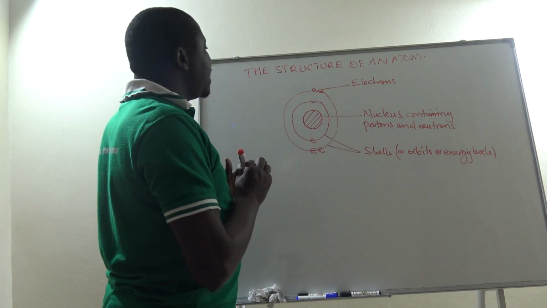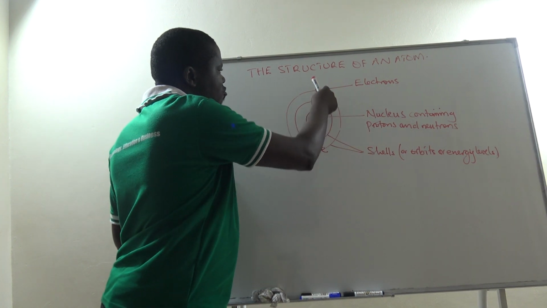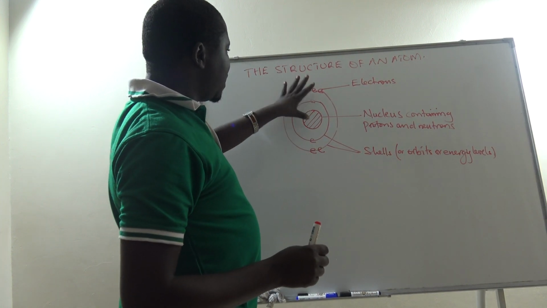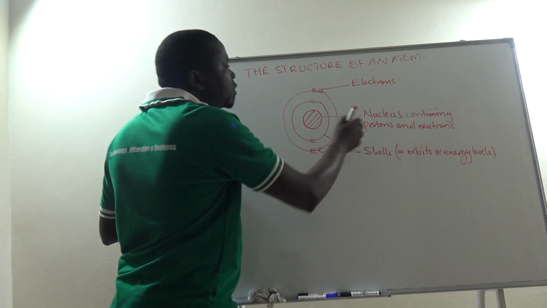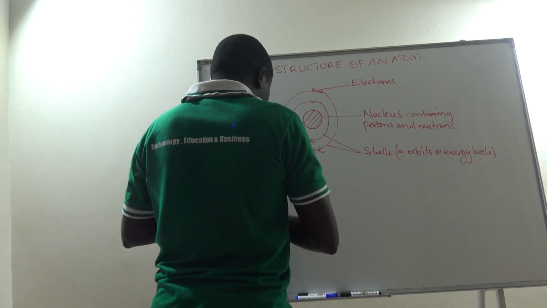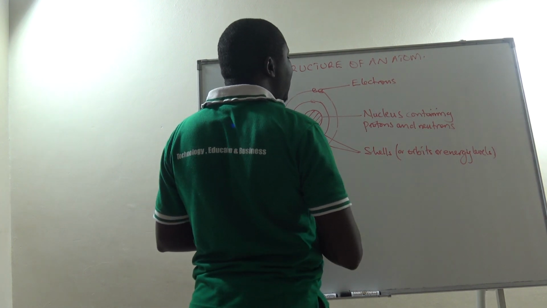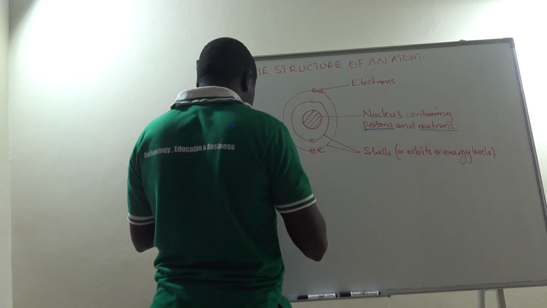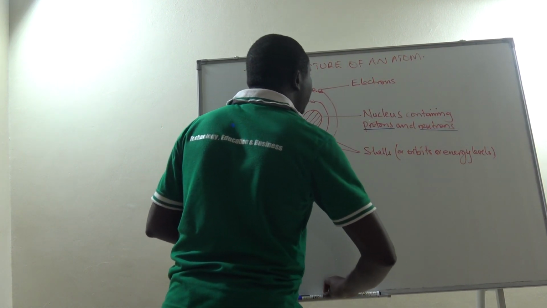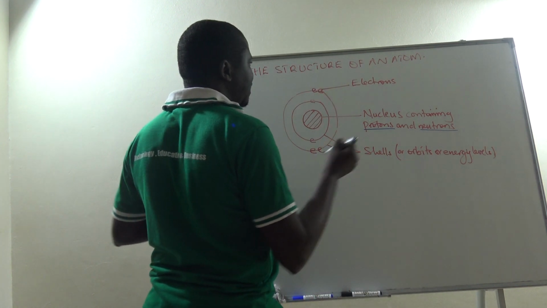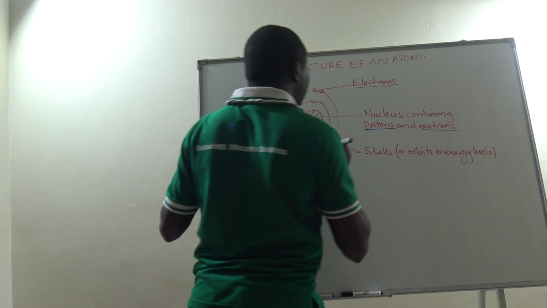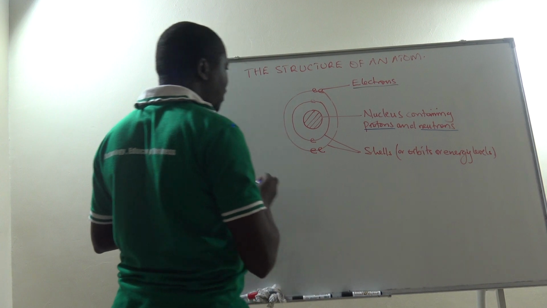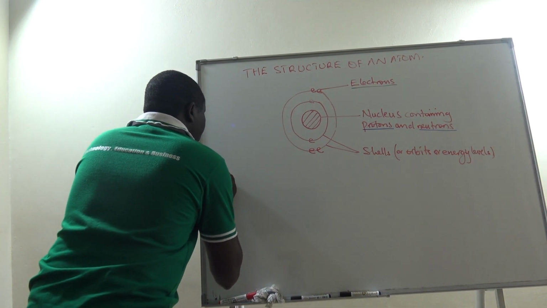So you can see that in each energy level we have got electrons. So the electrons are also subatomic particles, and they are found inside an atom. But the protons and neutrons, these are also subatomic particles, but we find them in the nucleus. The protons and the neutrons are in the nucleus. Meanwhile, the electrons are found outside the nucleus, and they move around the nucleus in shells or orbits or energy levels.